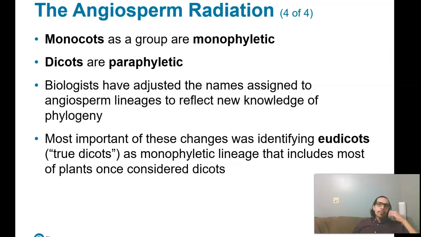Biologists have adjusted the names assigned to the angiosperm lineages to reflect new knowledge in phylogeny. So now the dicots are separated into different groups. Now you have things like the eudicots, eu meaning true dicots, and those are considered monophyletic.